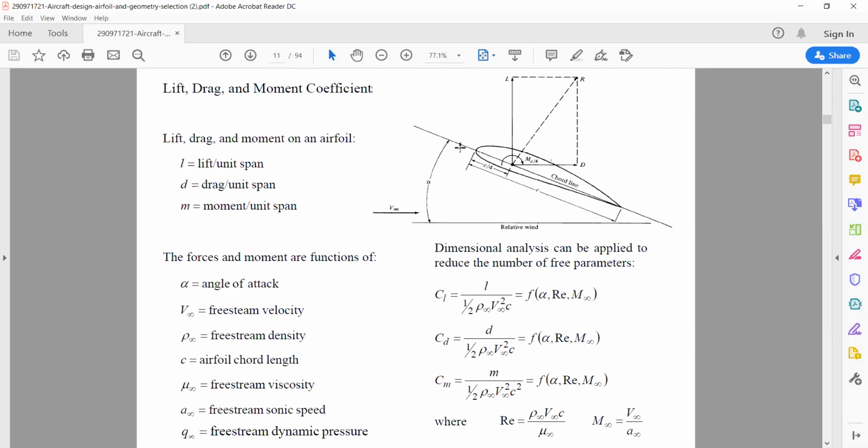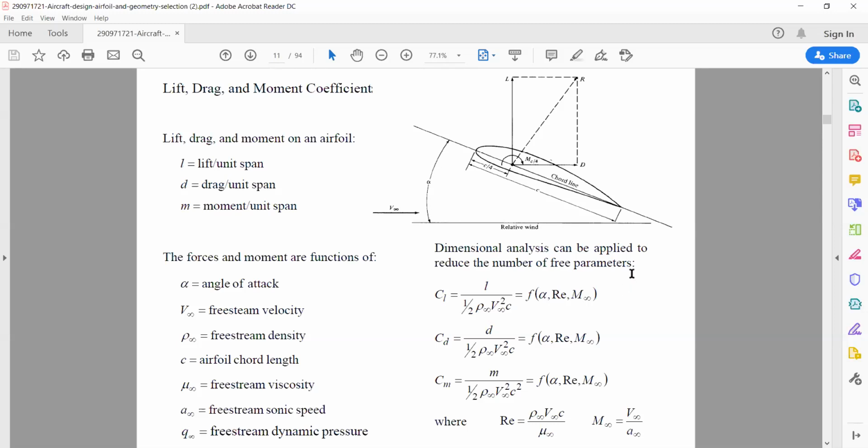Alpha is the angle between the airfoil and the airflow with a free stream velocity, the deflection of an airfoil. This is called the angle of attack. And Reynolds number tells whether the flow is laminar or turbulent. We would have studied this in fluid mechanics. The Reynolds number tells us that the flow is laminar or turbulent.